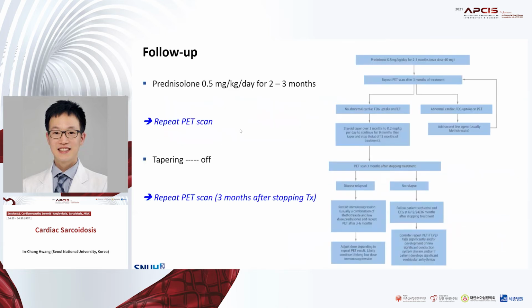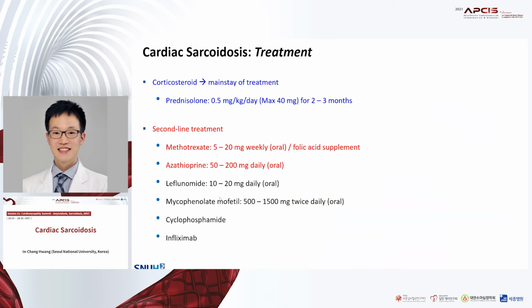Repeat PET scan is important because it reveals the treatment response and any kind of recurrence on the images. So even after the stopping of steroid, another repeat PET scan is recommended. When the first-line steroid therapy does not work, then we have to prepare the second-line treatment. It includes methotrexate with folate supplement or azathioprine or other immunosuppressants.